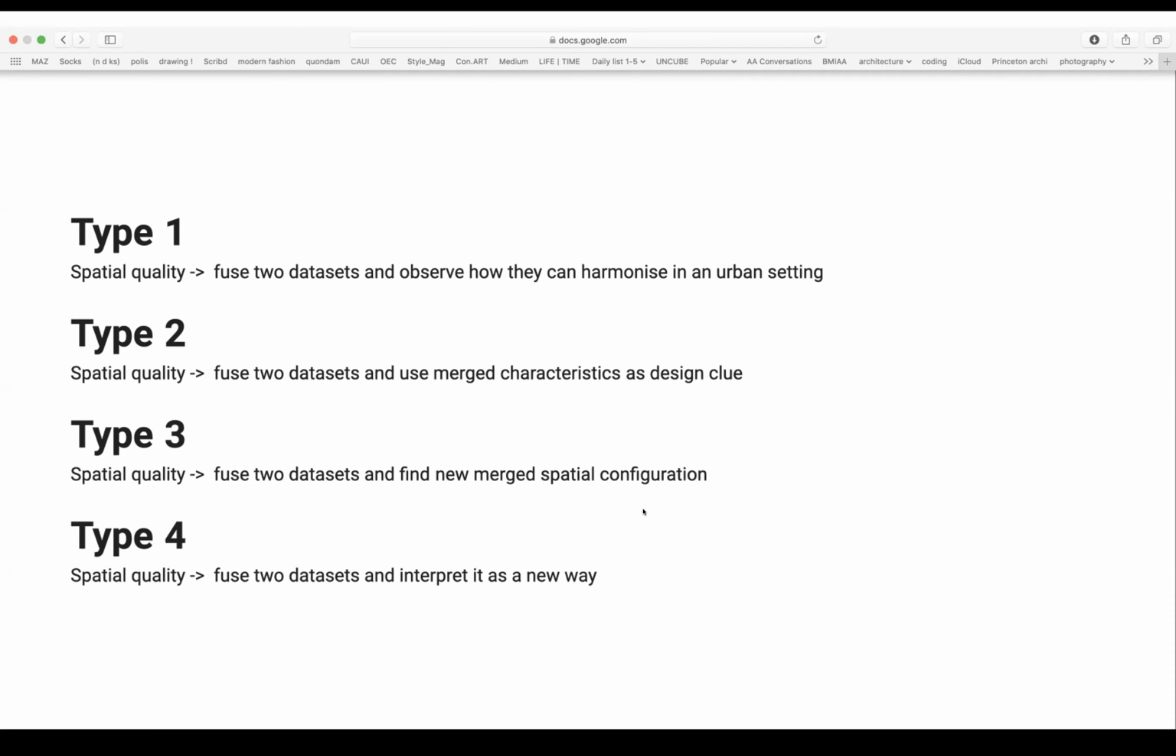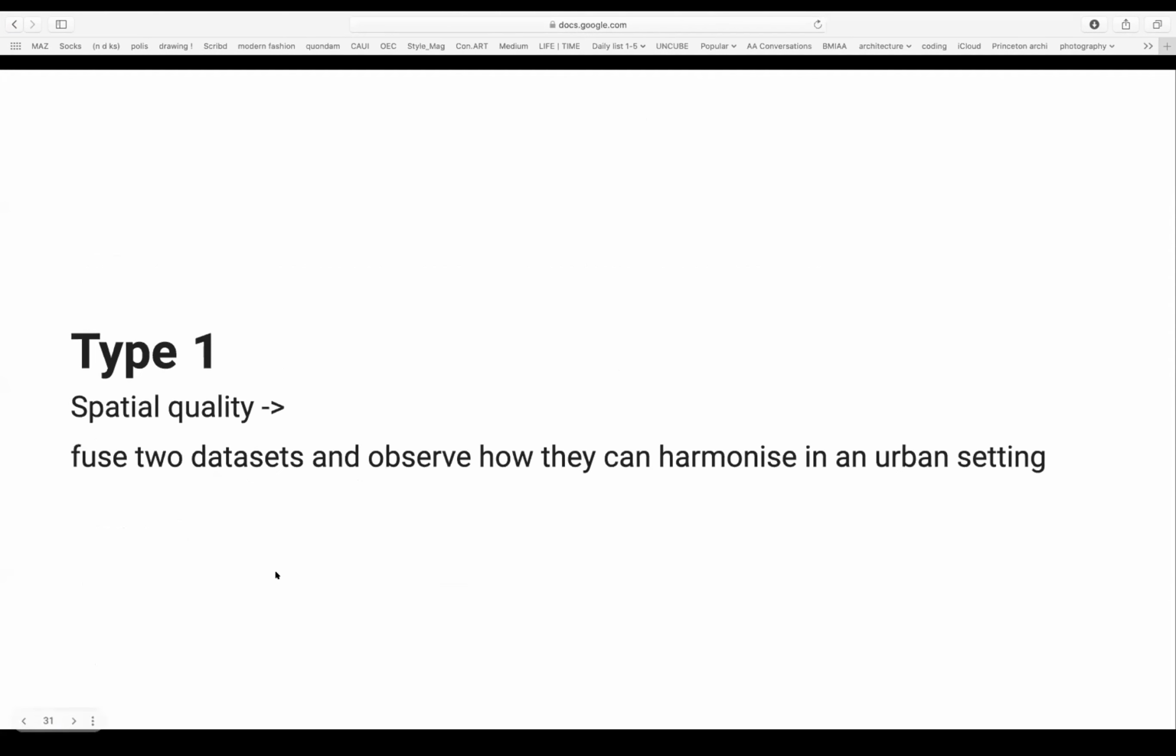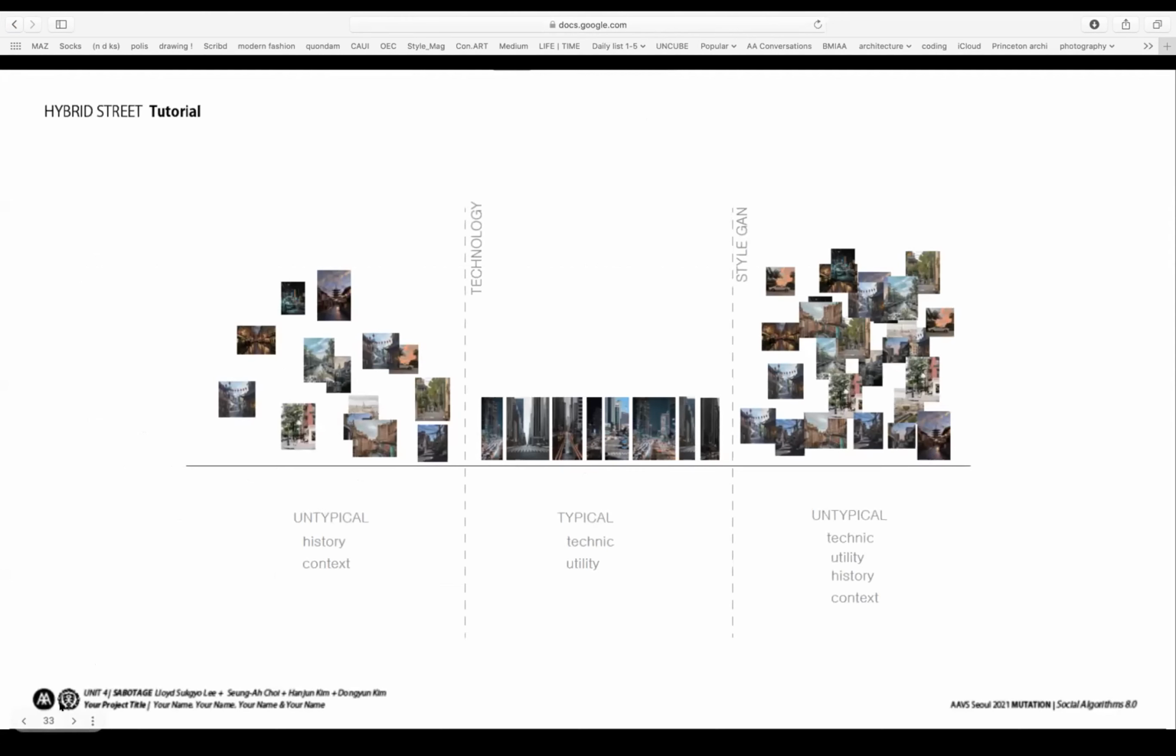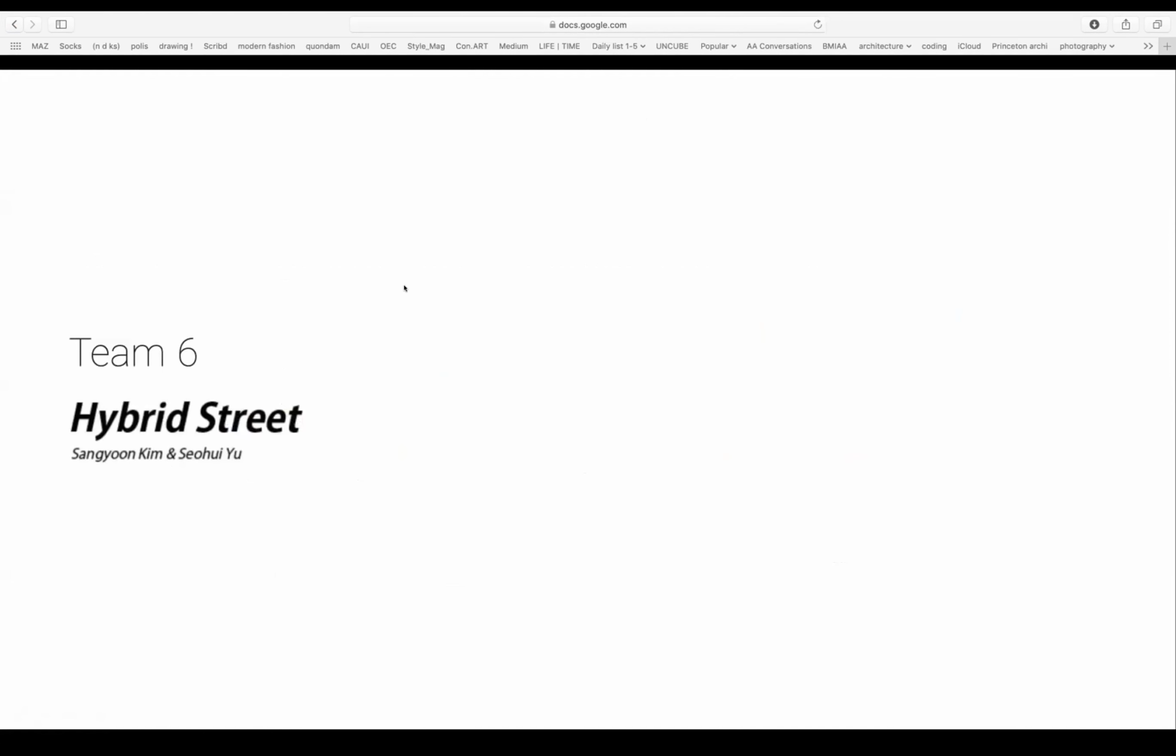The first one, Type 1, is from the spatial quality to fuse 2 data sets and observe how they can harmonize in urban settings. The first one was team 6, and this team used 2 different axes of variations, that of latent space and cycles, and explored the potential of StyleGAN thoroughly.